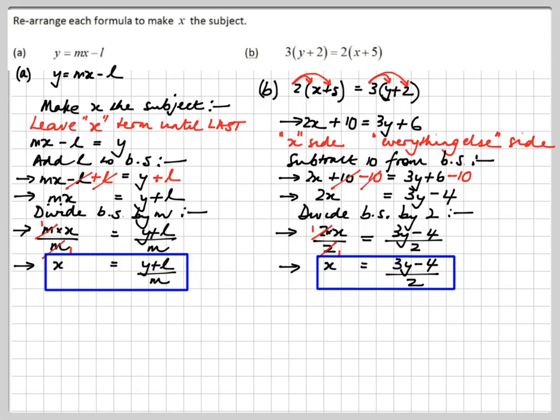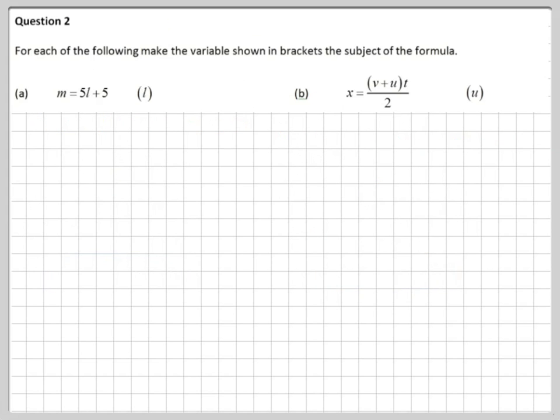And it was quite easy, wasn't it, when we multiplied all those nasty brackets out? Very, very good. Okay, now I think I've got another 2 for you. All right, what have we got to do here? For each of the following, make the variable shown in the brackets the subject of the formula.